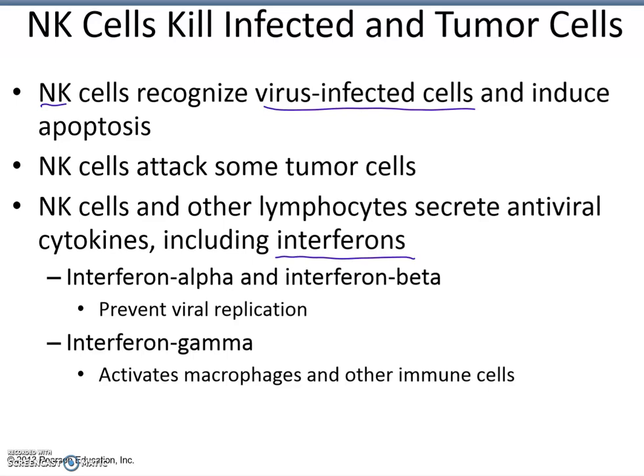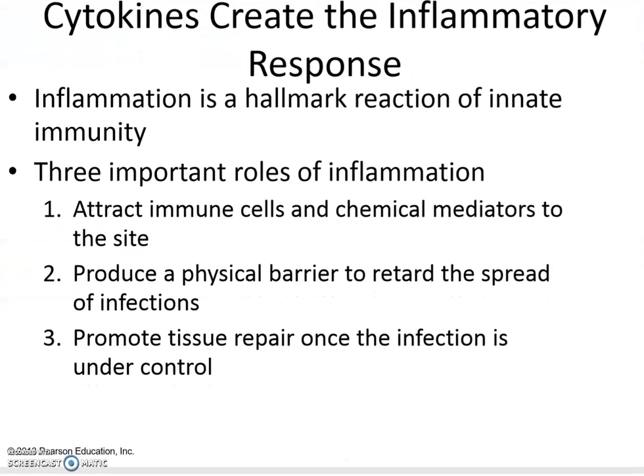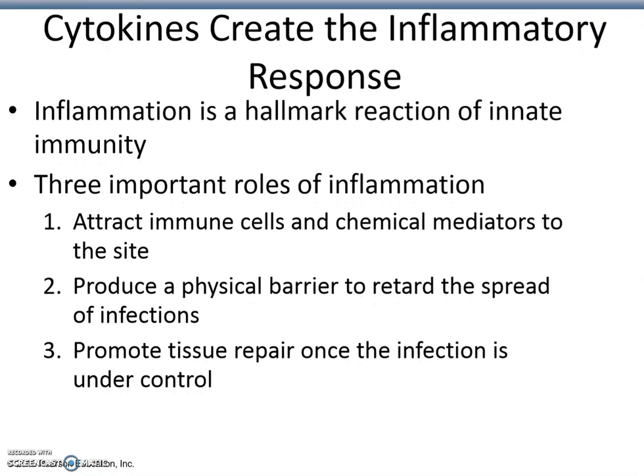Here are different types of interferons: alpha interferon and beta interferon, which prevent viral replication, and gamma interferon, which may be the most widely used, or the one that you may have heard about the most. They can activate macrophages and other immune system cells. Cytokines create inflammatory responses. They also communicate between white blood cells.